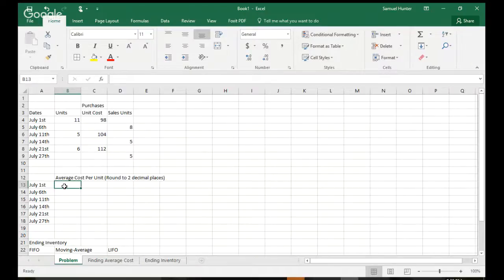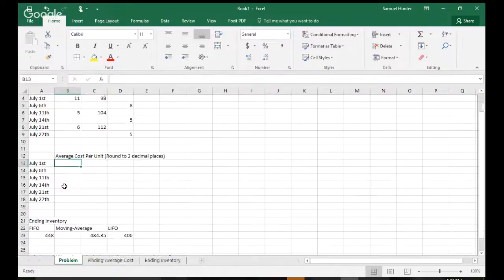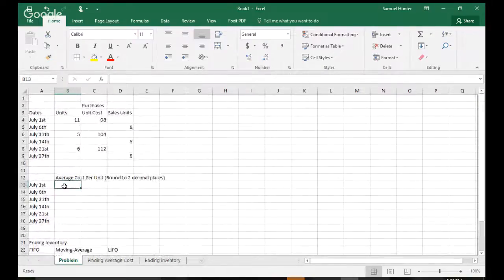But the problem for problem 9a is the first part is we're supposed to find the average cost per unit and to round to 2 decimal places. So on July 1st, we purchased 11 units at a unit cost of $98. And so that's all we've made a purchase for so far. And so the average cost per unit would be the $98.